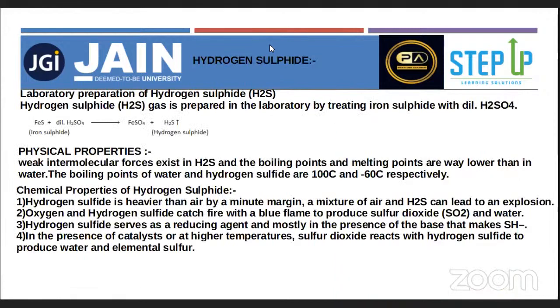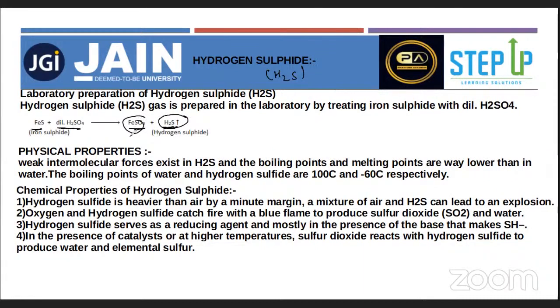Now the compounds, starting with H2S, hydrogen sulfide. The laboratory preparation of hydrogen sulfide gas is by treating iron sulfide with dilute H2SO4. Iron sulfide reacts with dilute H2SO4 to form FeSO4, ferrous sulfate, and H2S, which is liberated in the gaseous form.